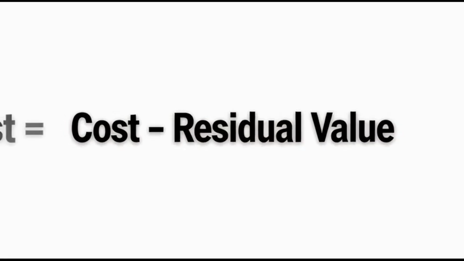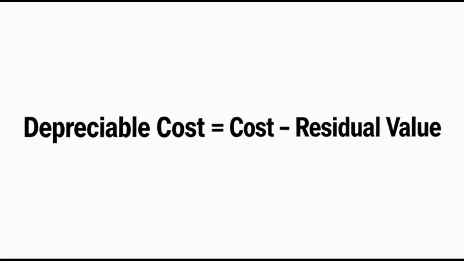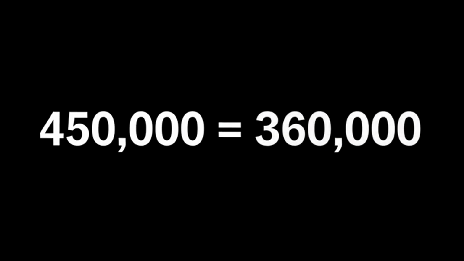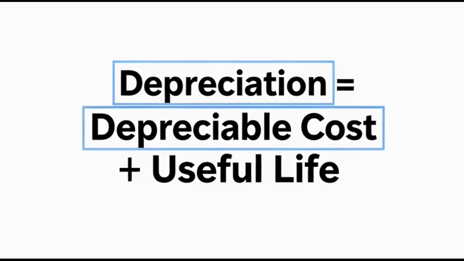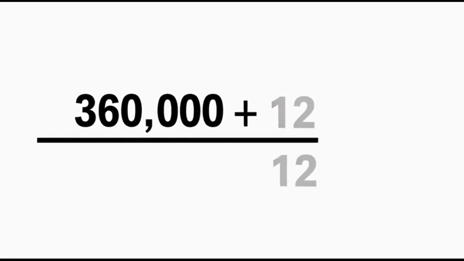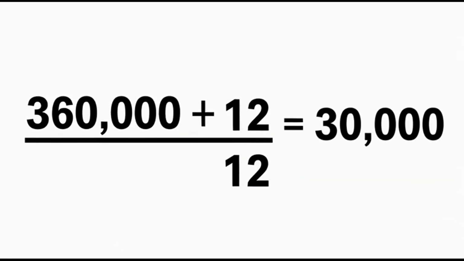First, calculate depreciable cost. The straight-line depreciation formula is depreciation equals depreciable cost divided by useful life. Annual depreciation is $30,000.